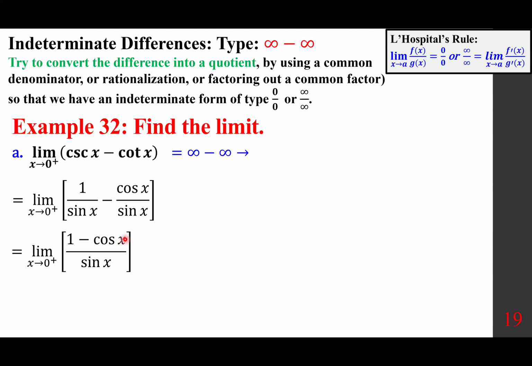And I hope you see, if I plug in 0, this is 1 minus 1. The cosine of 0 is 1. Sine of 0 is 0, so we get 0 over 0. Therefore, I'm going to use L'Hopital's rule. 1 becomes 0, minus cosine becomes sine x. When I differentiate, sine becomes cosine x. And now if I plug in, sine of 0 is 0, cosine of 0 is 1, 0 over 1 is 0, and I'm done.